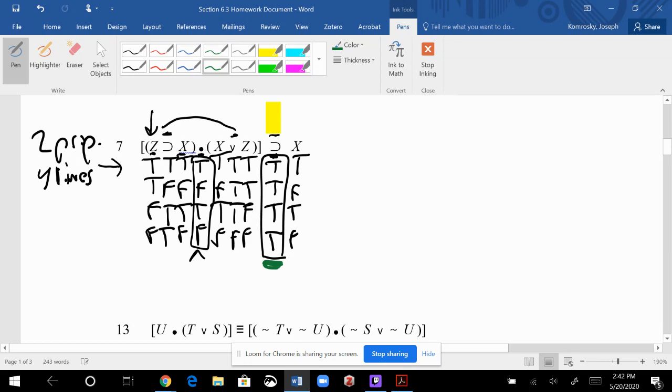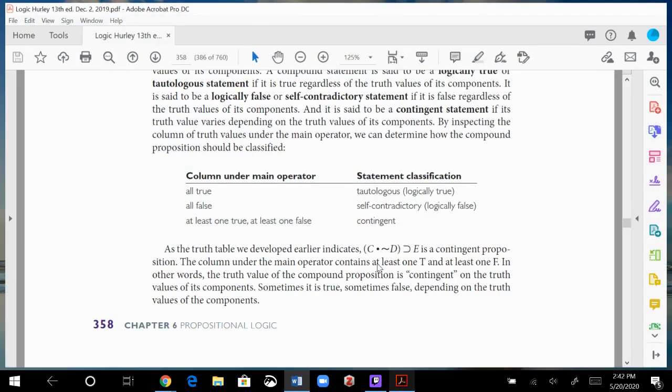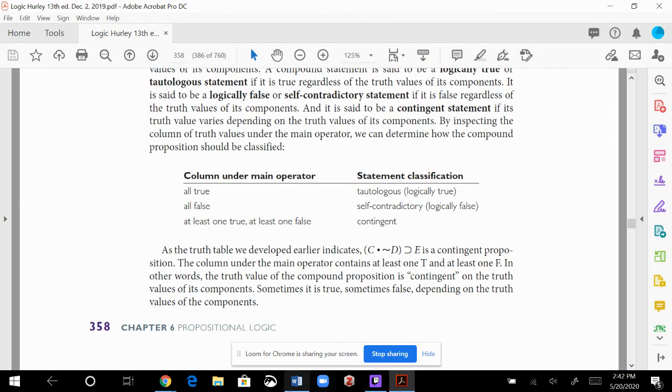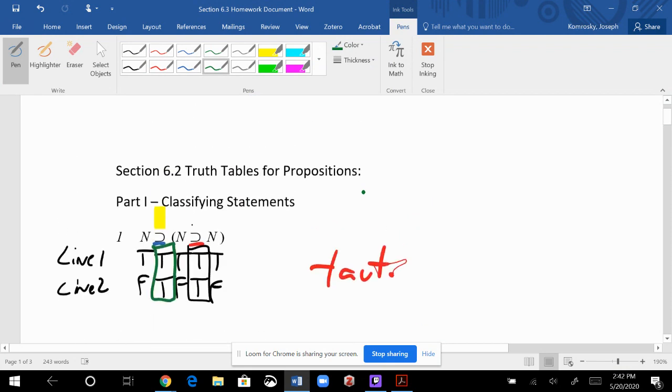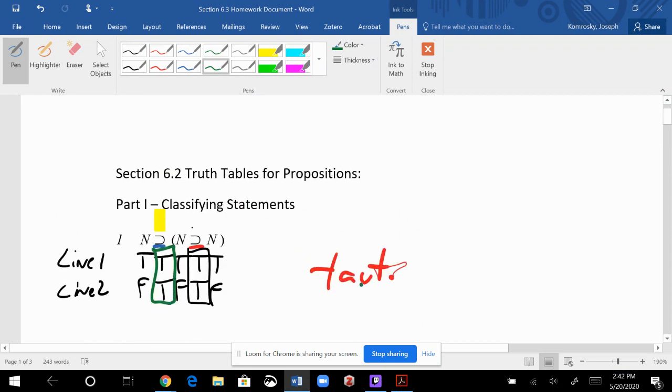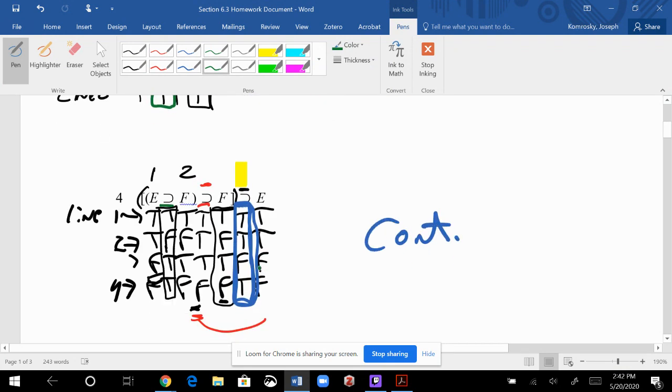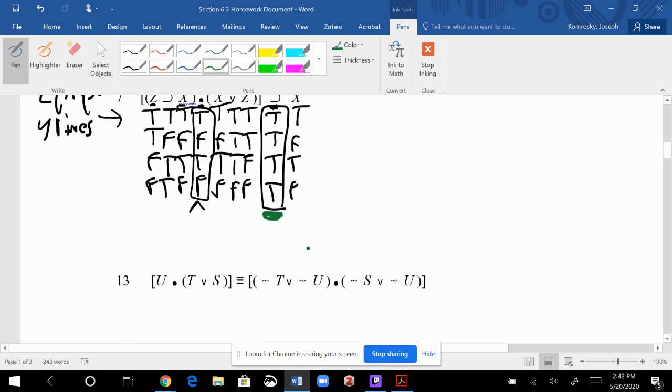Those are my truth values for the statement. What do we know if they're all true? We simply know it's a tautology, right? All true. Done. Okay? So hopefully everybody's catching along. And again, the hard part is not solving it at the end. The hard part is doing the work, plugging in the truth values.